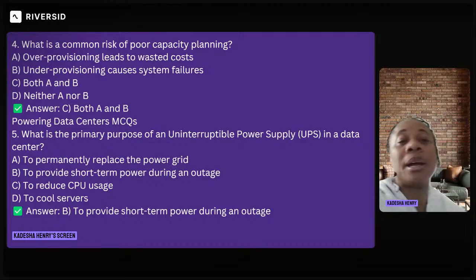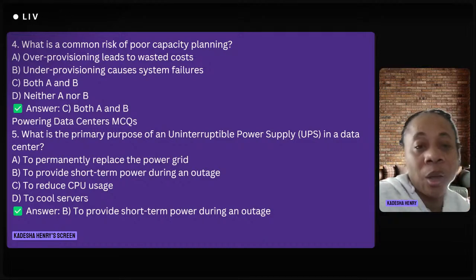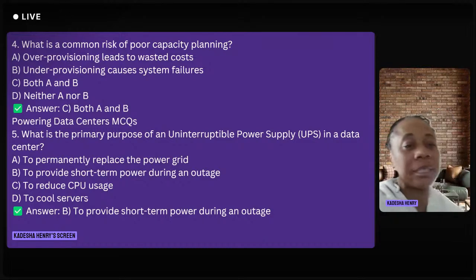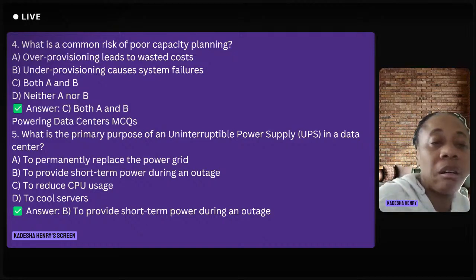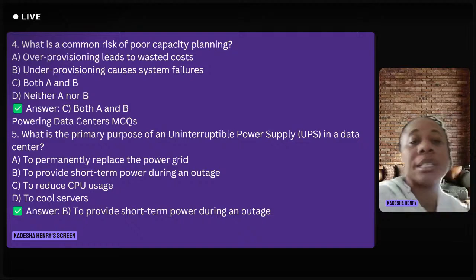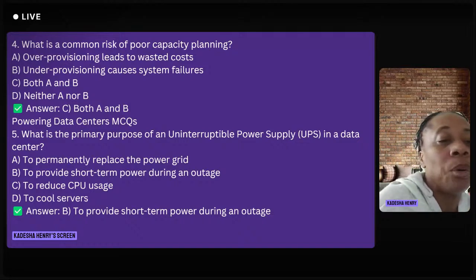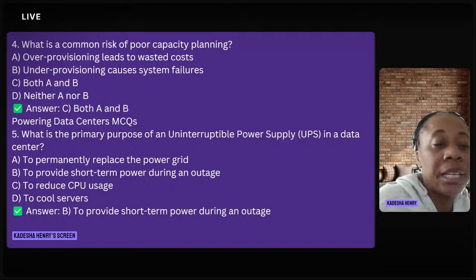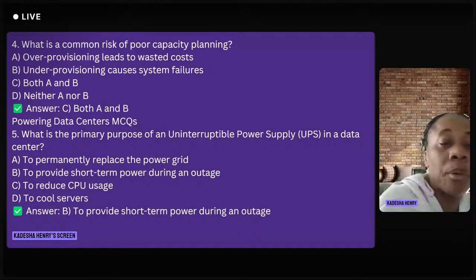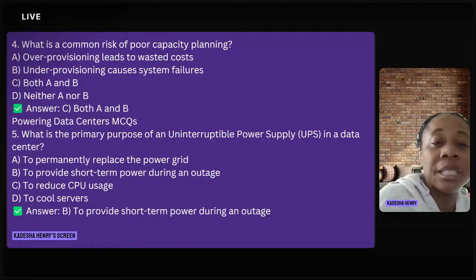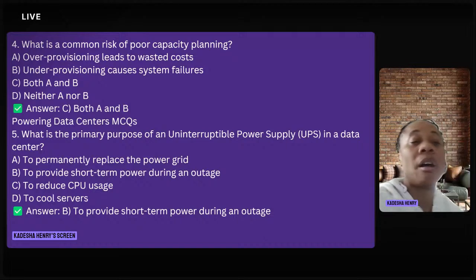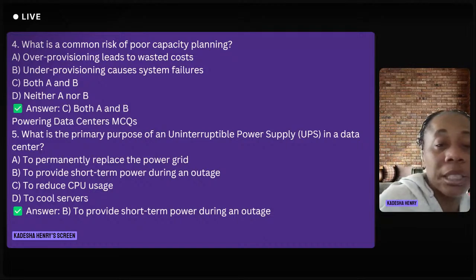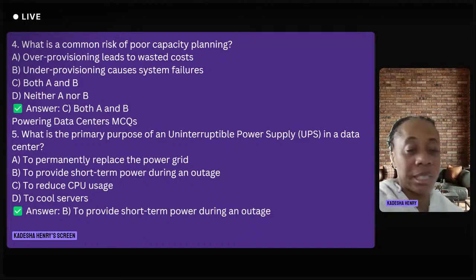What is a common risk of poor capacity planning? When you have poor capacity planning, what is the risk? A, over-provisioning leads to wasted cost; B, under-provisioning causes system failure; C, both A and B; D, neither A nor B. So the answer will be both A and B. One of the common risks of poor capacity planning is that over-provisioning leads to wasted costs and under-provisioning causes system failure. So I guess we have to stand in the middle.